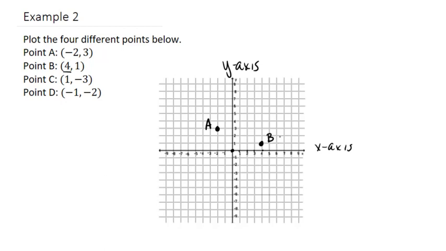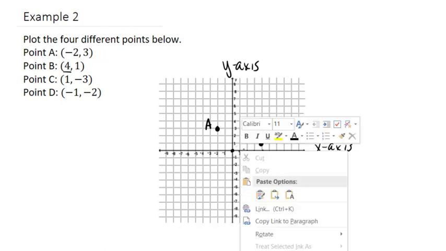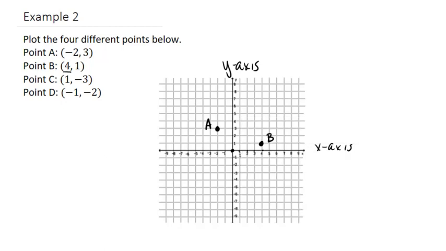Next, let's look at C. So we have 1 and -3. So we start with our X, and we move to the right as it's positive. So we go here. And then we need to go down 3 as it's negative for the y. So we go 1, 2, 3. And this would be our point C. Next is D. We have -1 and -2. So we start at the origin, we move to the left 1 on the x axis, and then we go down 2 on the y axis. And we're left right here for point D.